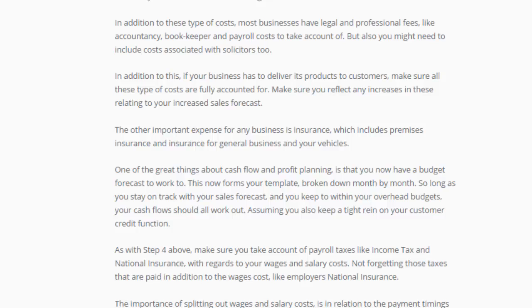So once you have all of that, the great thing about having a cash flow and profit forecast is you've got your plan now. You know what your budget is, you know what your costs are, so if you keep within those costs, and as long as you make the sales that you're forecasting and your credit function works, so you get your payments on time, you pay your suppliers when you say you're going to pay them, then everything should work out for your business. Your cash flows will work, the amount in the bank will work, and you can rest easy that everything is going to work out for your business, certainly over the next 12 months.